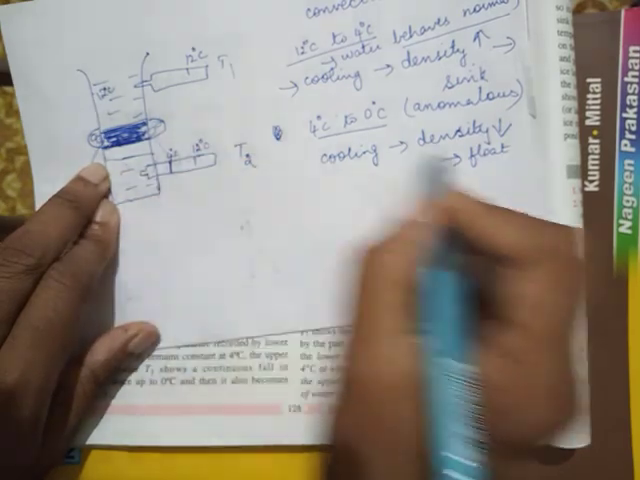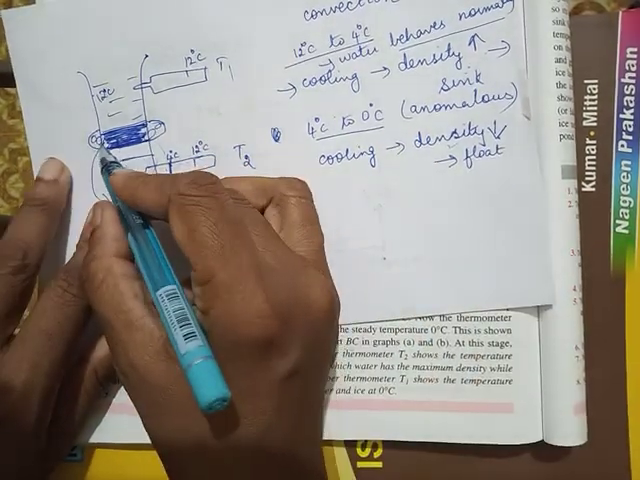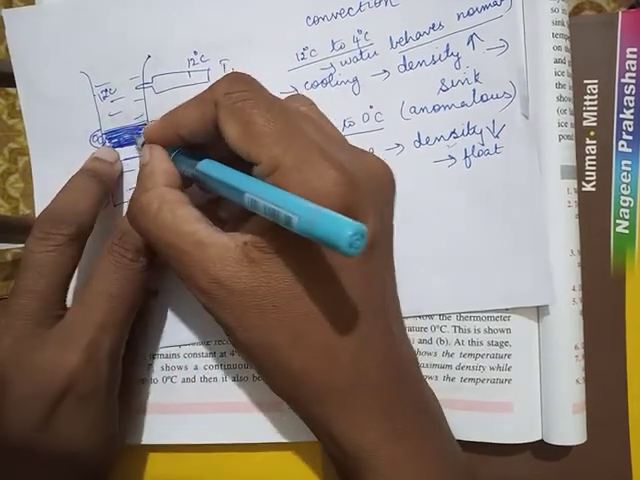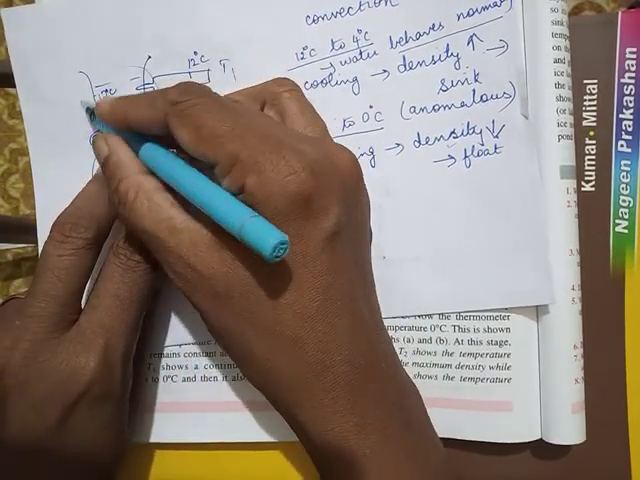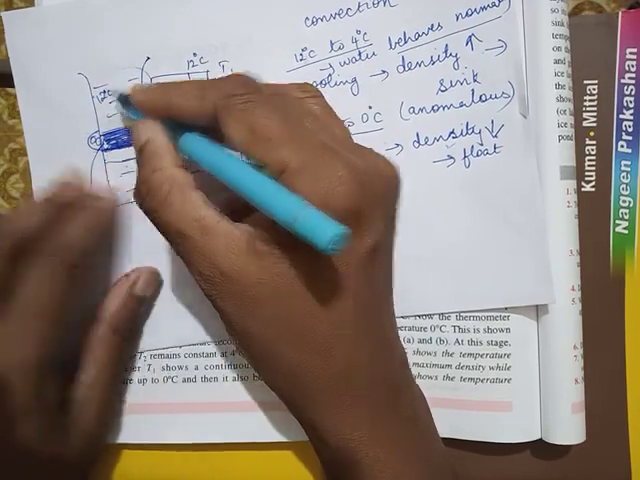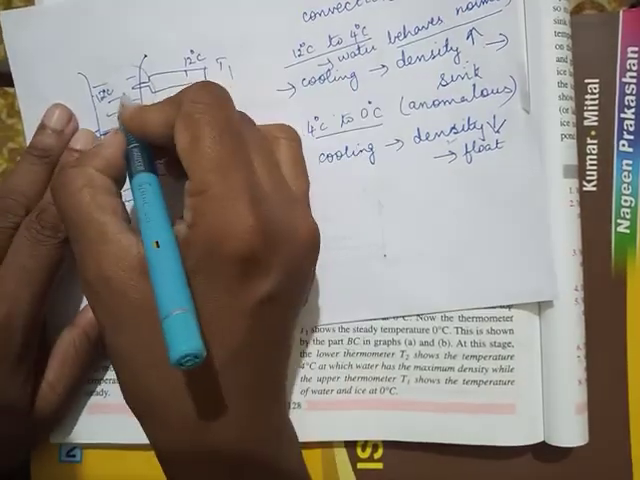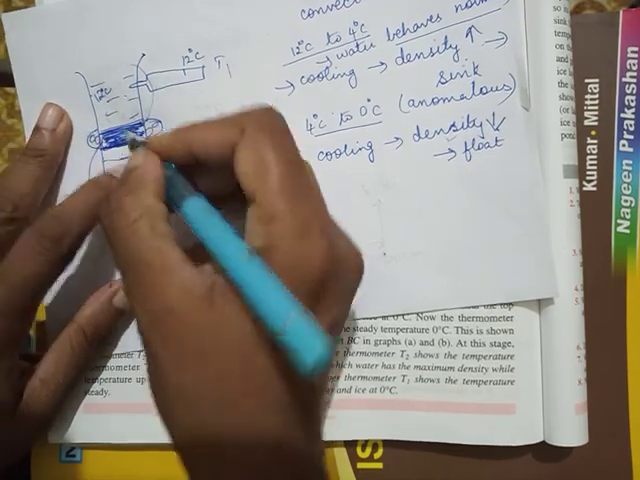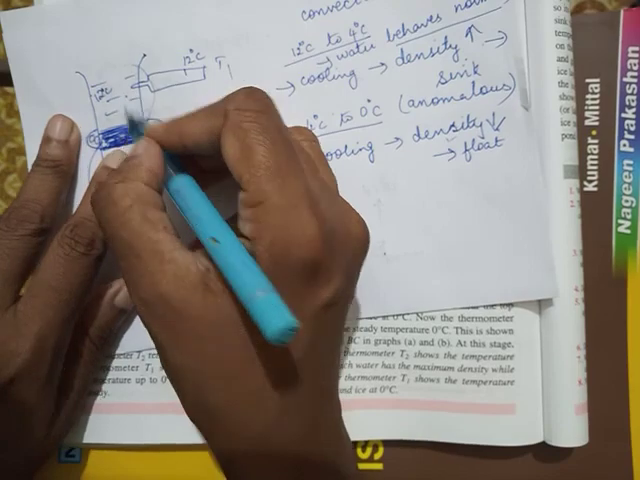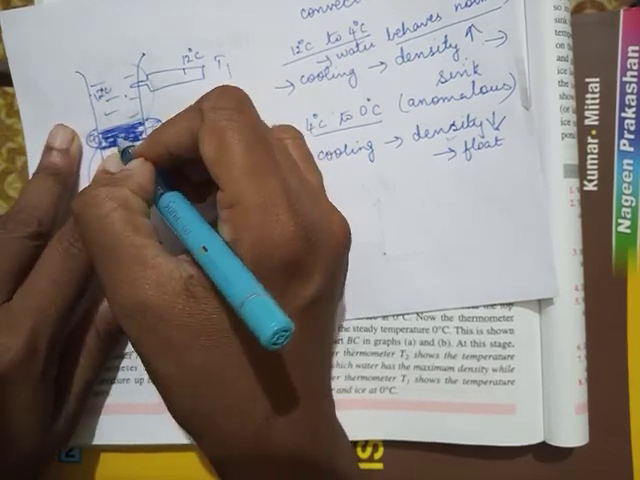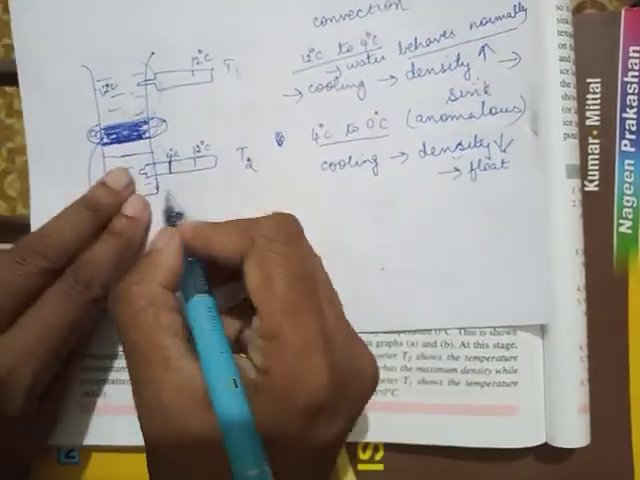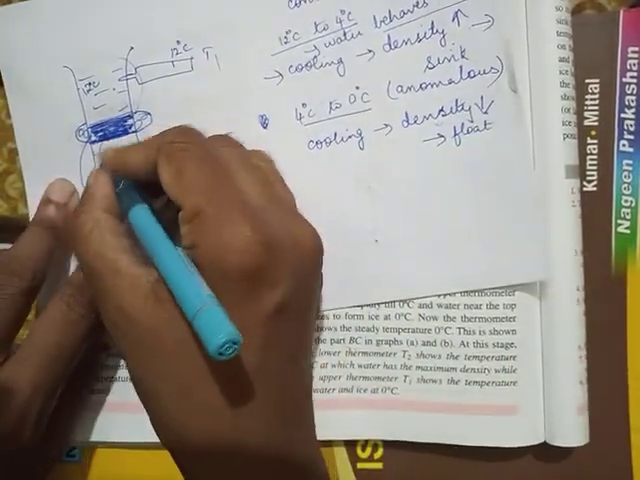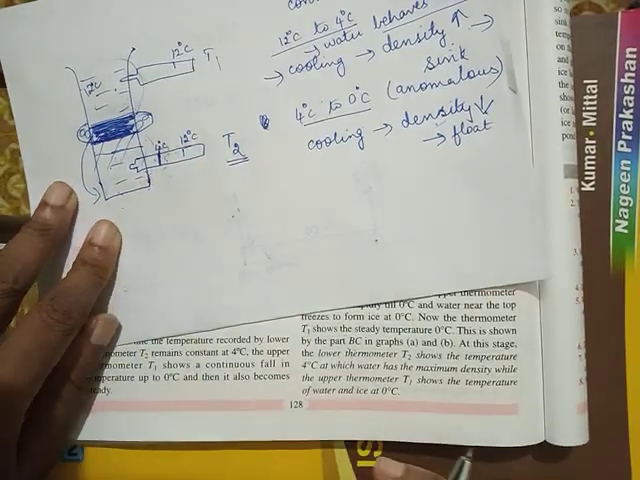Why? Because its density has decreased. Its convection current is not possible. So now it can form a current with respect to this one. Okay. Now earlier, with respect to this was heavy, so it was going down. Now with respect to this is lighter, and so it will start going up. So that's why thermometer T2 will stop at 4. This part of the water will remain at 4 degrees Celsius.